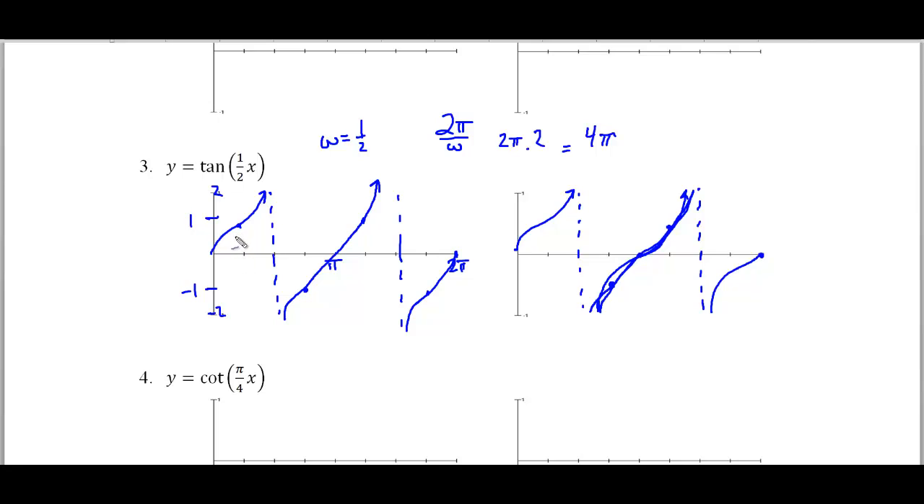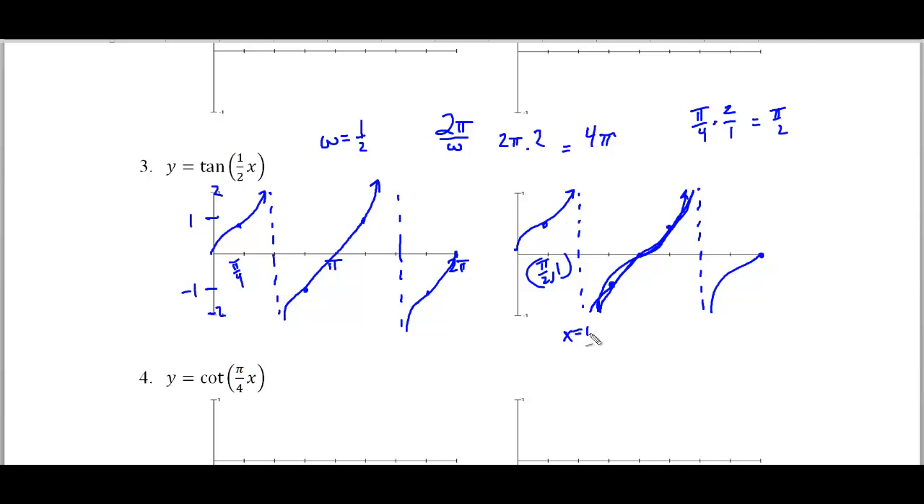See, in this previous graph, this was pi over 4. Now what I'm going to do is take my pi over 4 and divide that by my omega. If I divide it by my omega, instead of dividing by a half, I'm going to multiply by 2 over 1. This gives me pi over 2. So now this location is pi over 2 comma 1. Right there. That's pi over 2 comma 1.